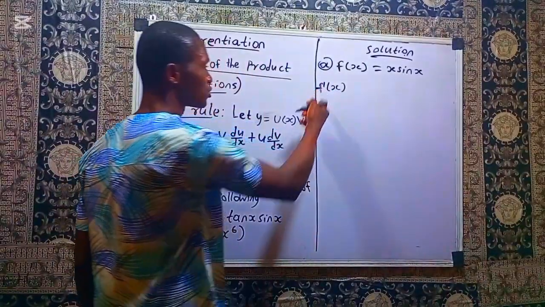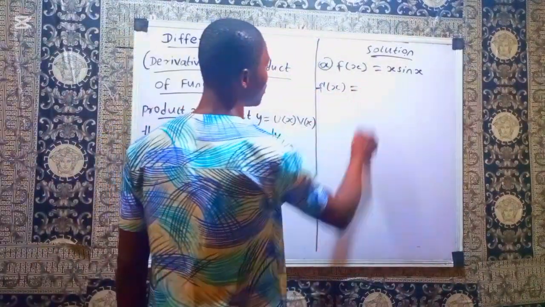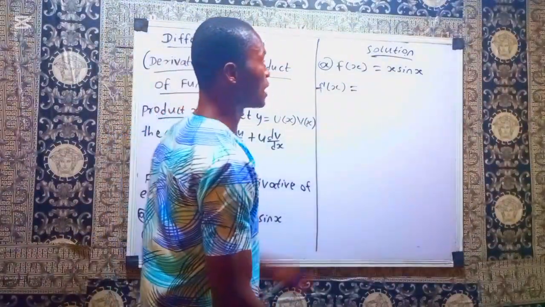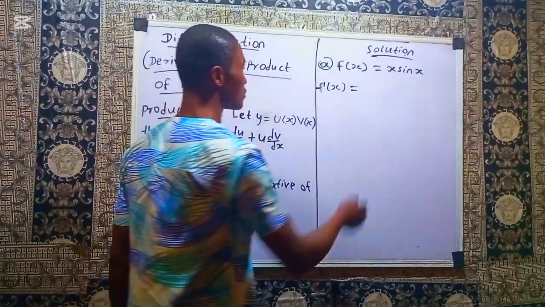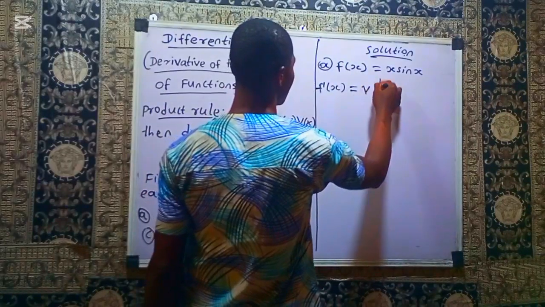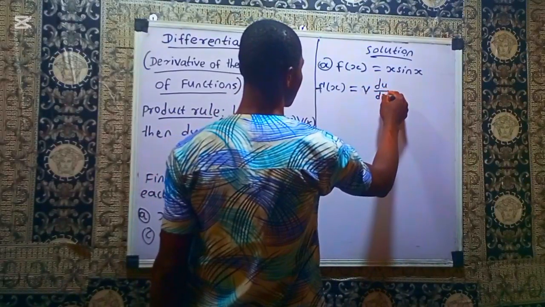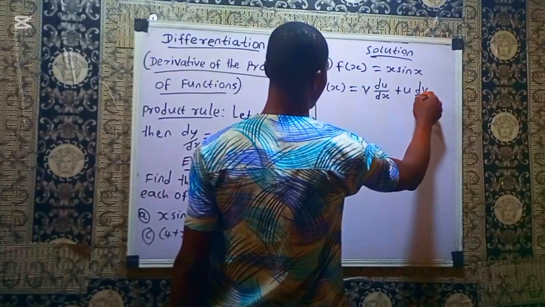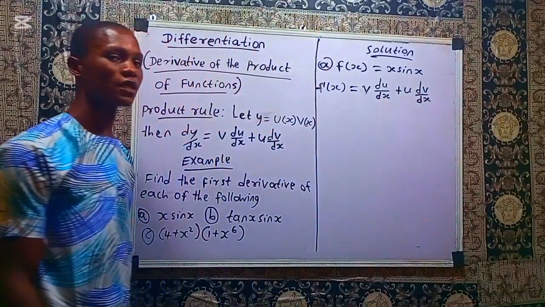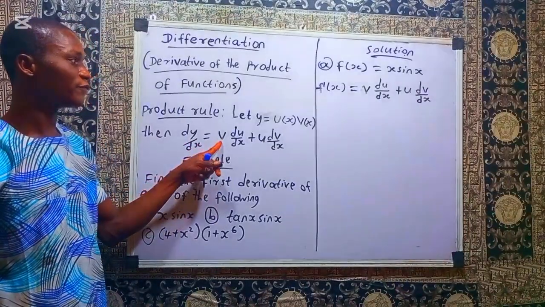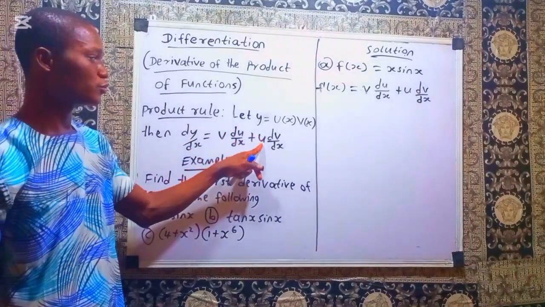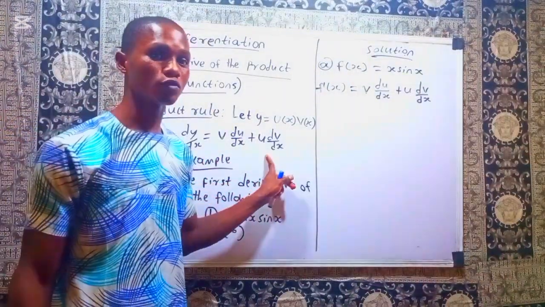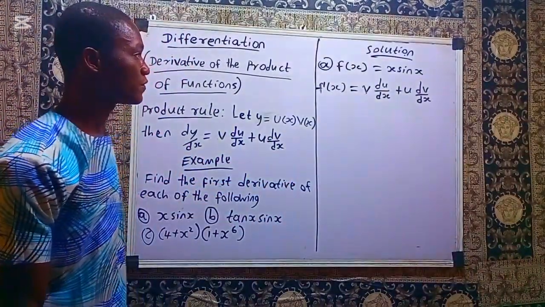Then the derivative of this function with respect to x will be given by, so this first one I'll call my u, and this second one I'll call my v. So I'll write the formula. The formula says v du dx plus u dv dx. This is the well-known product rule for differentiation.